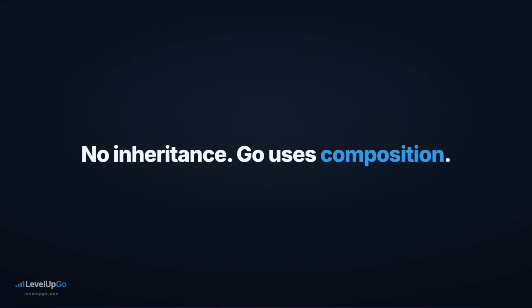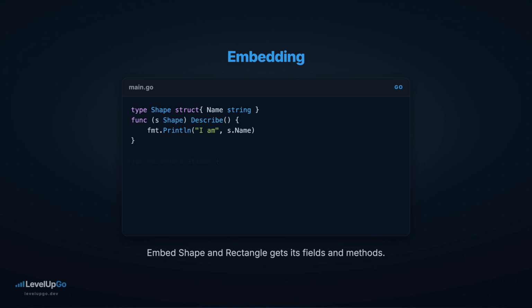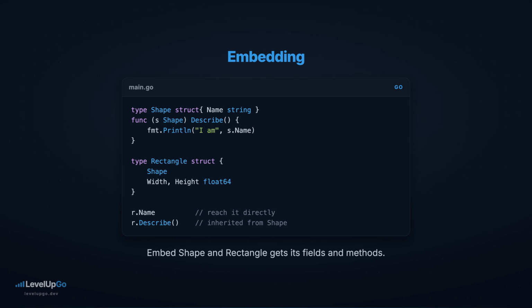And in Go there is no inheritance. Instead it's using composition. And what that means is you can embed one struct into another one. So here we have a shape struct, and then we also have the rectangle struct, and we embed the shape struct into the rectangle. And by doing this, when we're working with the rectangle, we get access to all the methods and properties that the shape has.